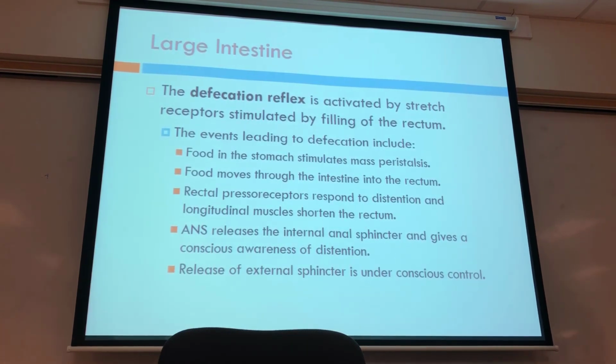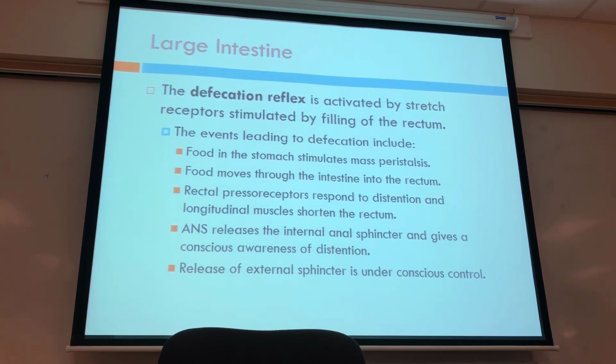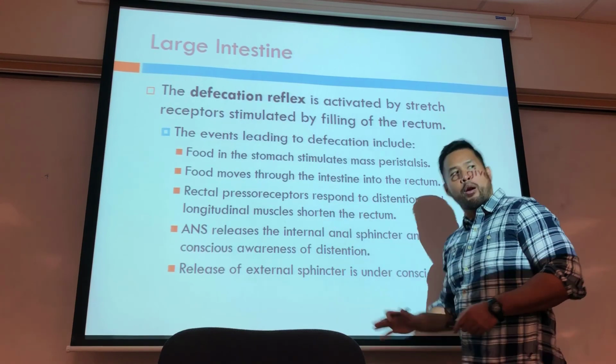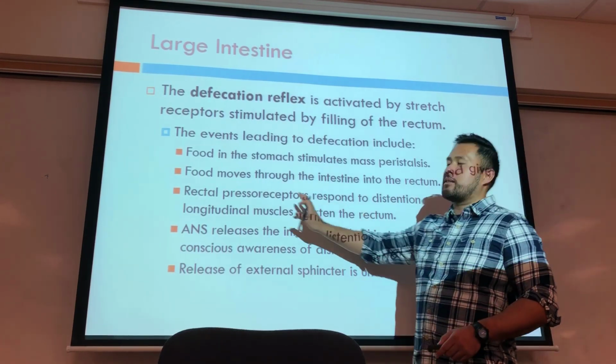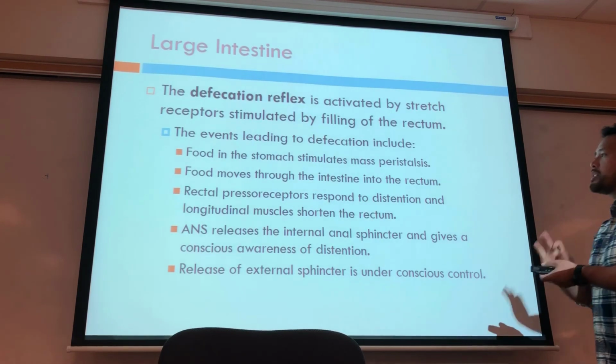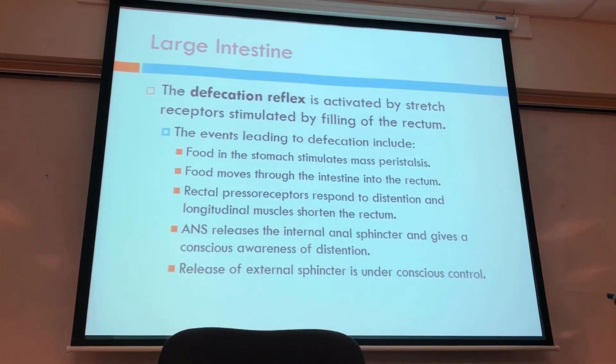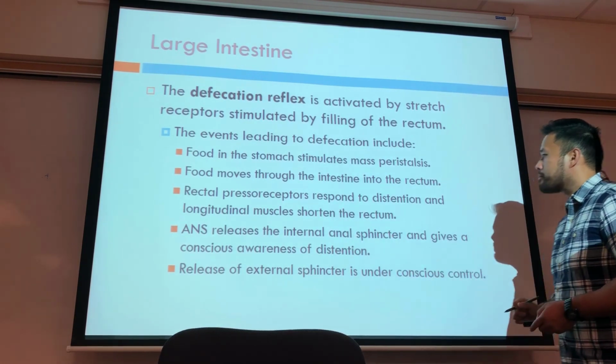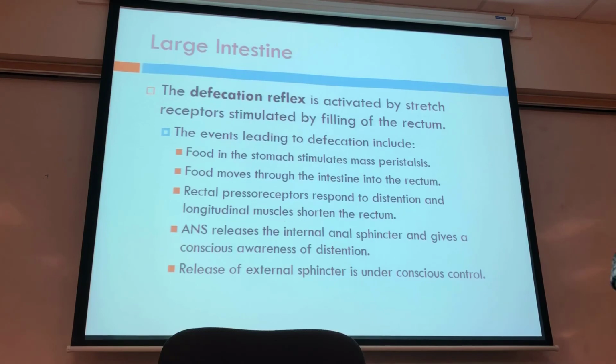The defecation reflex is basically everything that I've talked about that results in the process of defecation, the elimination of feces. Food in the stomach stimulates peristalsis, which we already described, moving food through the intestine into the rectum. The pressoreceptors, again, these are pressure receptors. They're like baroreceptors, but they actually just detect pressure. So as the feces presses up against these rectal pressoreceptors, that causes distension as well as the longitudinal muscles. And I'll show you back in our prior slide how that takes place.